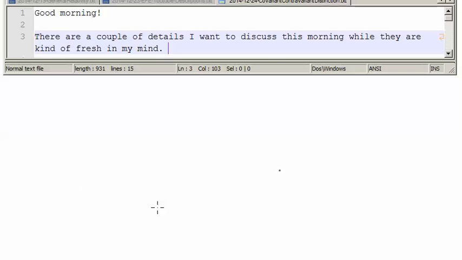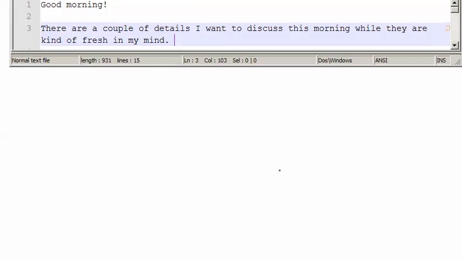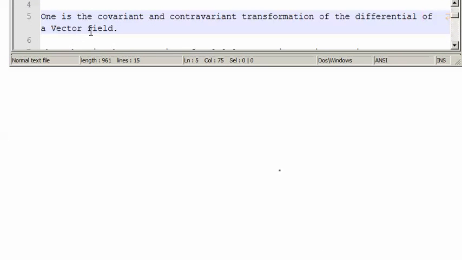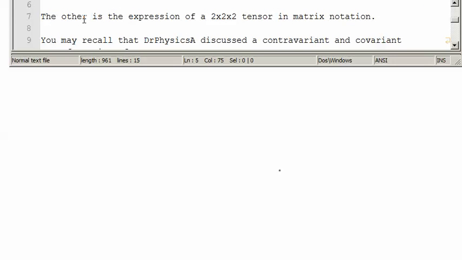Good morning. There are a couple of details I wanted to discuss this morning while they were still fresh in my mind. One of these is the covariant and contravariant transformation of the differential of a vector field, and the other is the expression of a 2 by 2 by 2 tensor in matrix notation.